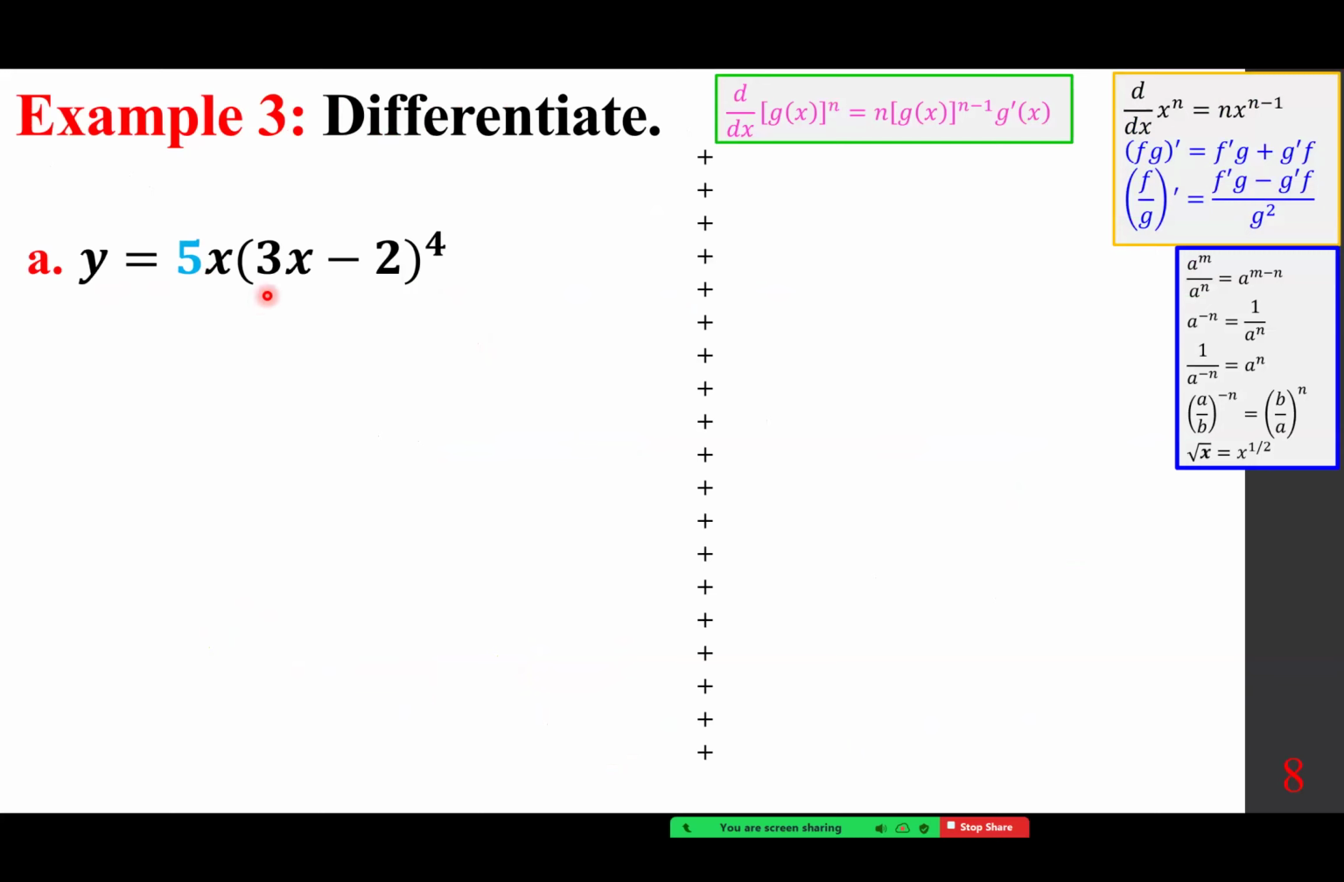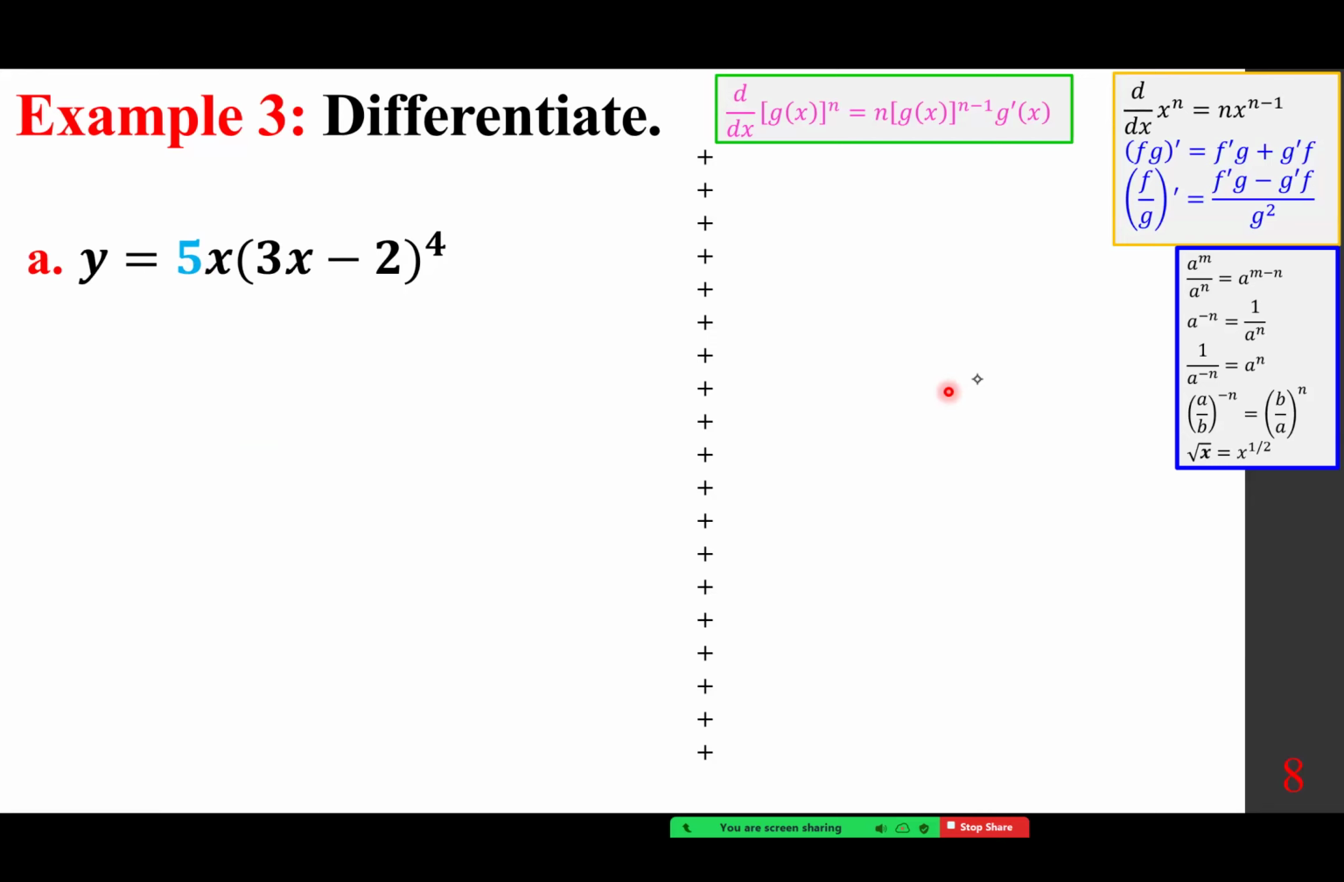Differentiate y equals 5x times (3x minus 2) to the power of 4. To differentiate this, if this number is involved, you really want to separate them and put this in brackets. In this case, it's not a big deal. Again, if it's a fraction, a decimal, or a huge number like, let's say, 5,000, you really want to put brackets here and deal with this and put the 5 out because it gets multiplied by everything.